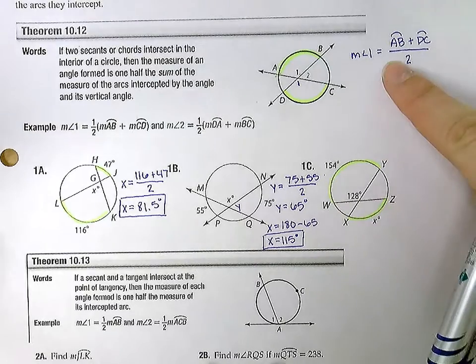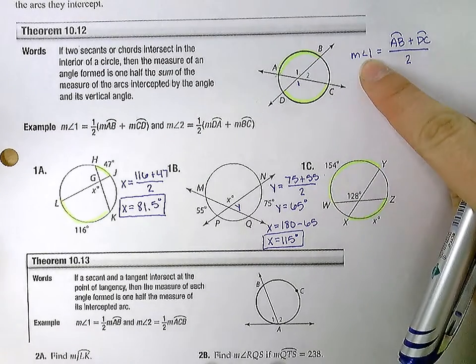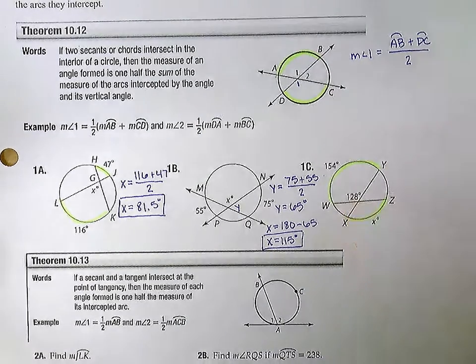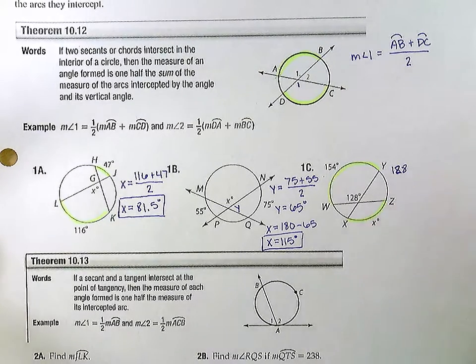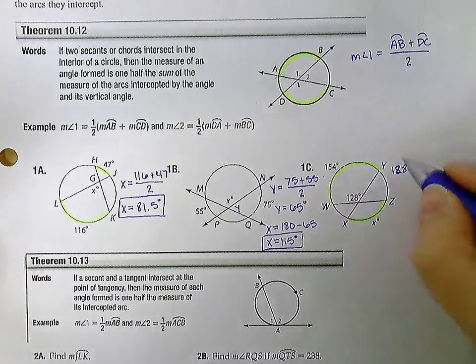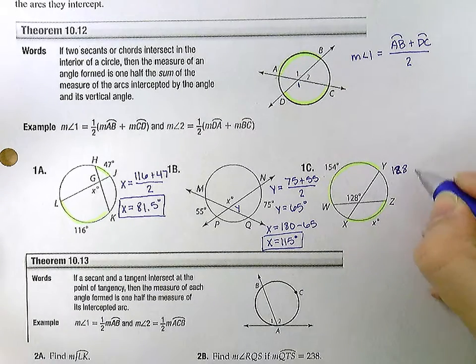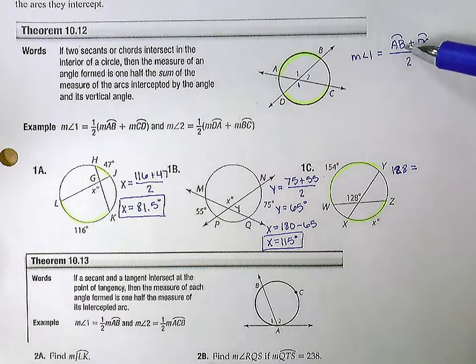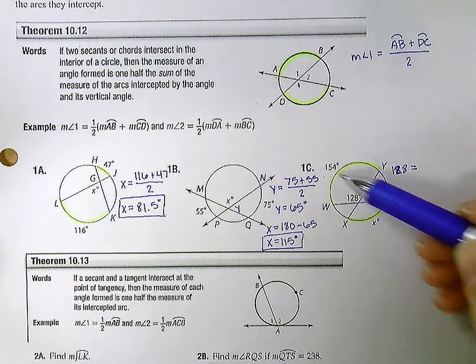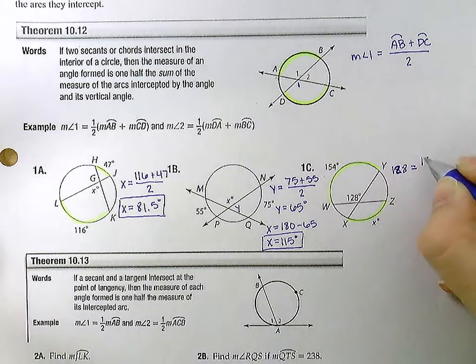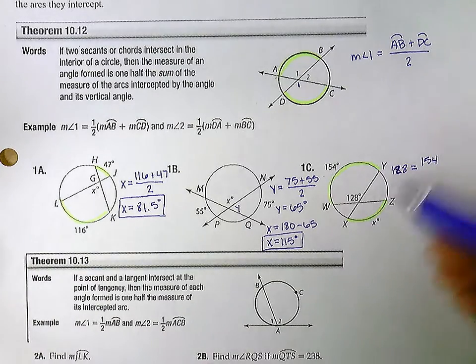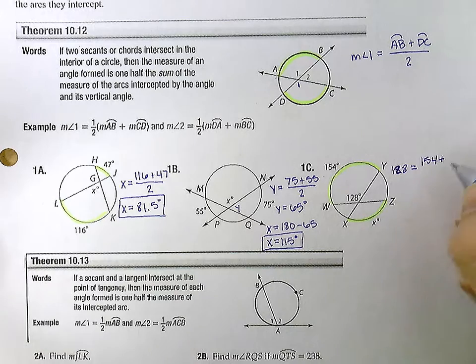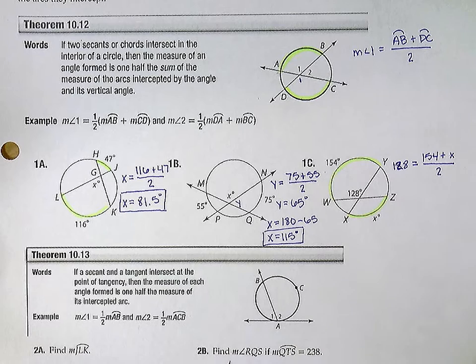So just plugging my values into this formula, I have my angle, which is 128. Oops, that's an 8. 128. That's equal to our first arc intercepted by that angle, 154, plus our second arc intercepted, which is x, and that's divided by 2.